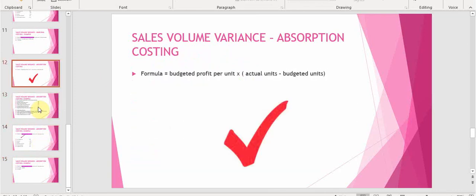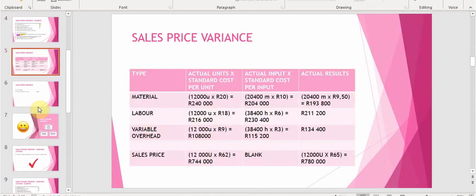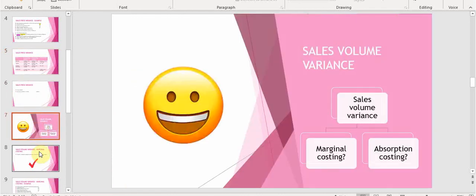All right, so to recap, you need to calculate the sales price variance, which is very easy. You add it to the block from part 1. You simply apply the formulas as per the block. You leave actual input blank. Then the second type that you need to calculate is your sales volume variance. The sales volume variance and the way that it is calculated is affected by whether you are given marginal or absorption costing.